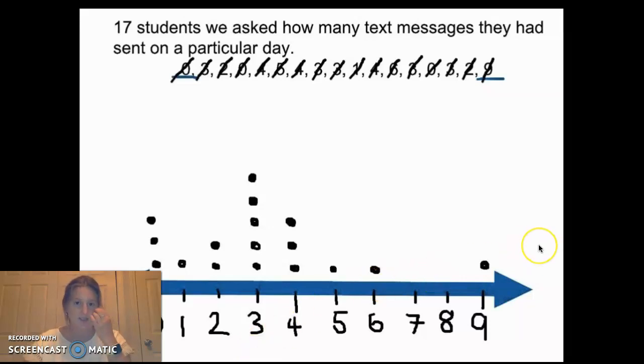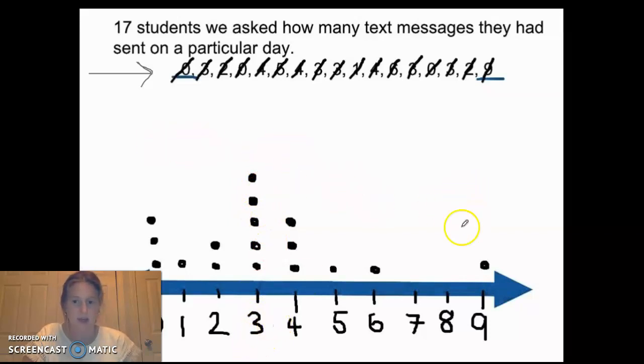Here we have an example. It says we asked 17 students how many text messages they had sent on a particular day. So again, here's our list of data, and then they took that data and put it into a dot plot. They crossed off the numbers. They made axes here ranging from 0 to 9. They counted up 3 people sent 0 text messages, so they have 3 dots at the 0 tick mark. 1 person sent 1 text message. 2 people sent 2 text messages. 5 people sent 3, and so on.